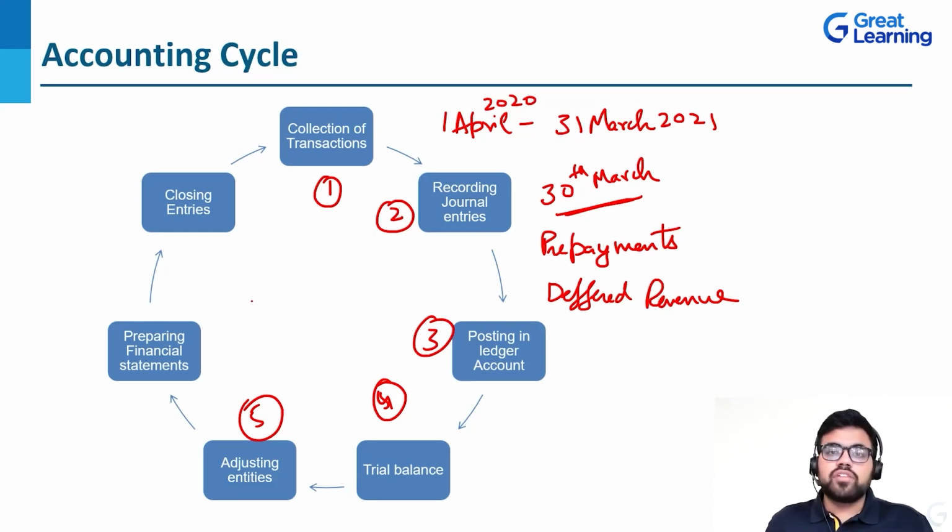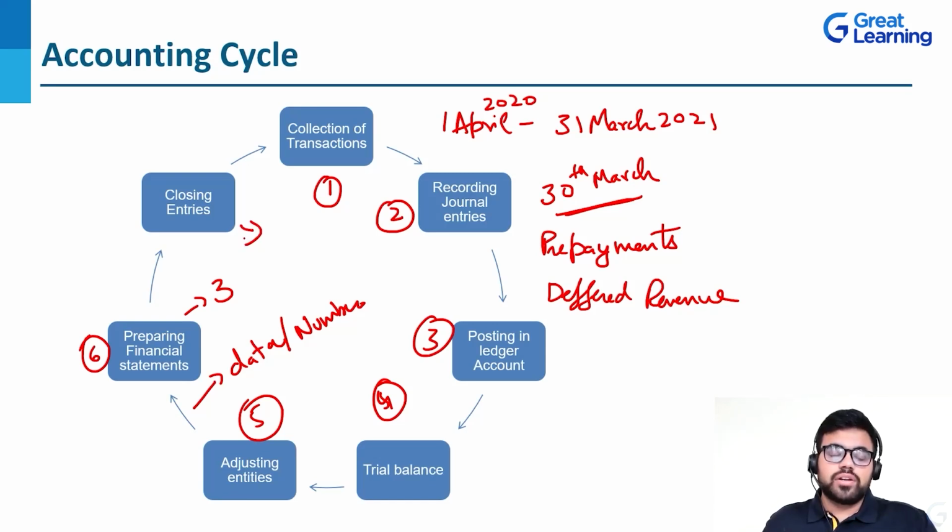Next is preparing financial statements. We have already discussed the three main financial statements, that is the balance sheet, income statement, and cash flow statements. After this process, all the data and numbers that we get are aligned together to make three financial statements, right? After preparing these financial statements, the last step of the financial accounting cycle comes: closing entries.